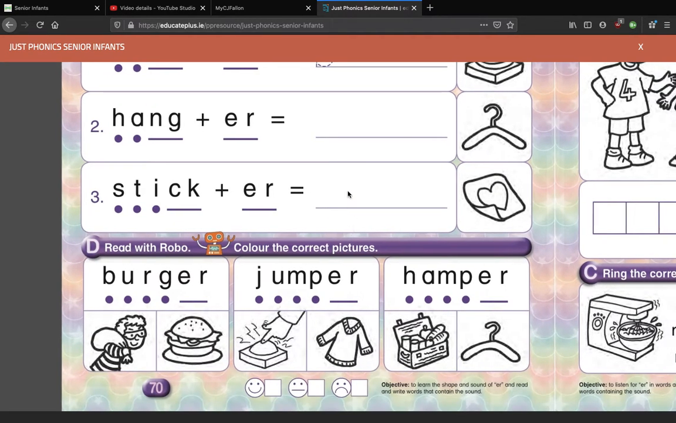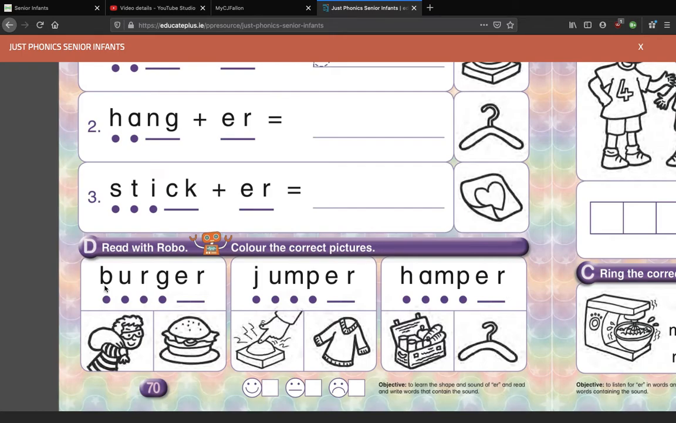Part D down here, we've got read with robo, and you're going to colour in the correct picture for each one. B, u, r, g, b, u, r, g, burger, burger. So you colour in the burger, not the burglar. Okay, so you've got to watch out here. They're going to try and catch you out here. You've got to read the word and try to write down the correct one.